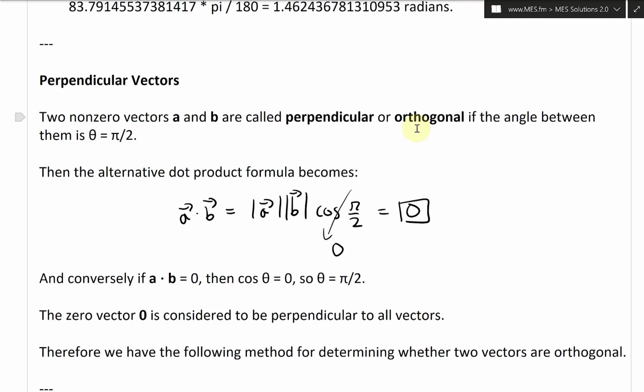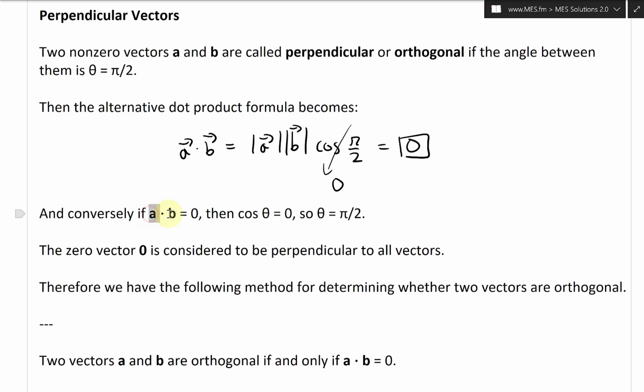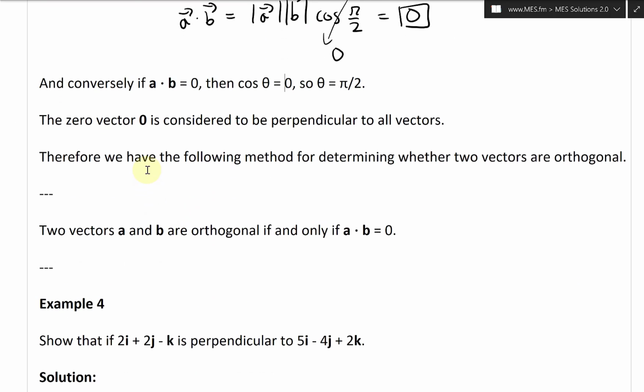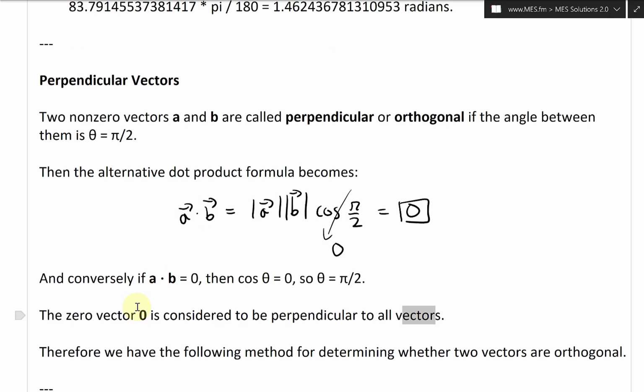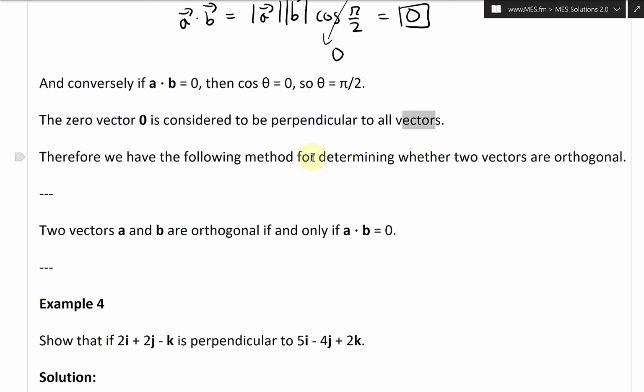And that's when it's orthogonal or perpendicular, when the non-zero vectors A and B are perpendicular. And conversely, if the dot product A dot B is equal to 0, then cosine theta is also going to equal 0, since the lengths are non-zero. So then the angle is theta equal to pi over 2. And the zero vector is considered to be perpendicular to all vectors. Very interesting. So the zero vector is always perpendicular, just by definition. Therefore, we have the following method for determining whether two vectors are orthogonal.